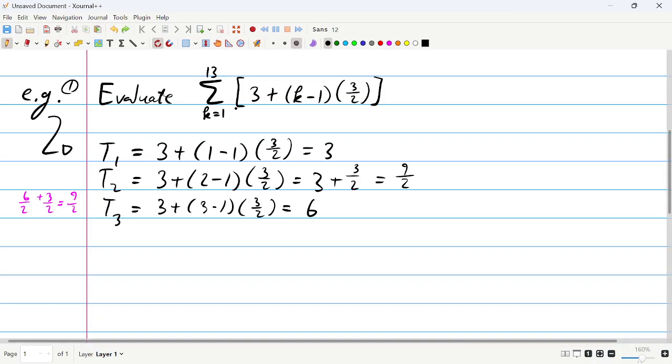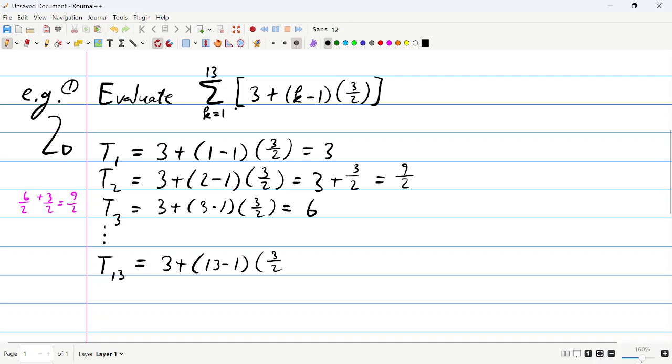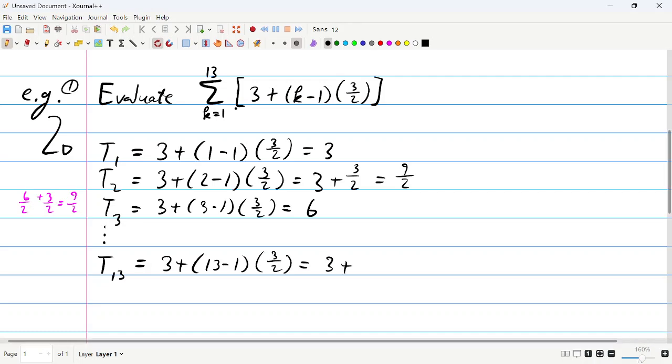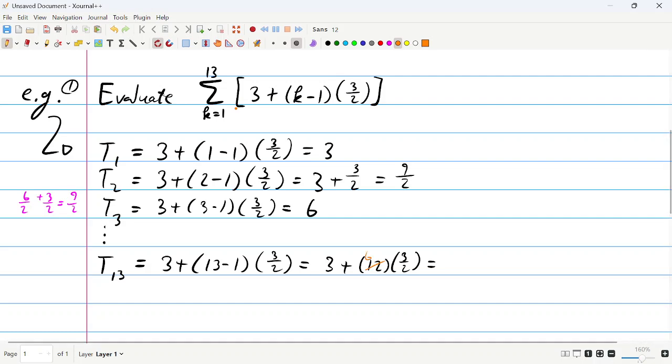So I'm going to say dot, dot, dot, all the way to term 13, which is going to be what? 3 plus (13 minus 1) into 3 over 2, which is the same as 3 plus 12 multiplied by 3 over 2. 12 divided by 2 is just basically going to be 6 over 1. 6 times 3 is equal to 18. 18 plus 3 is 21.